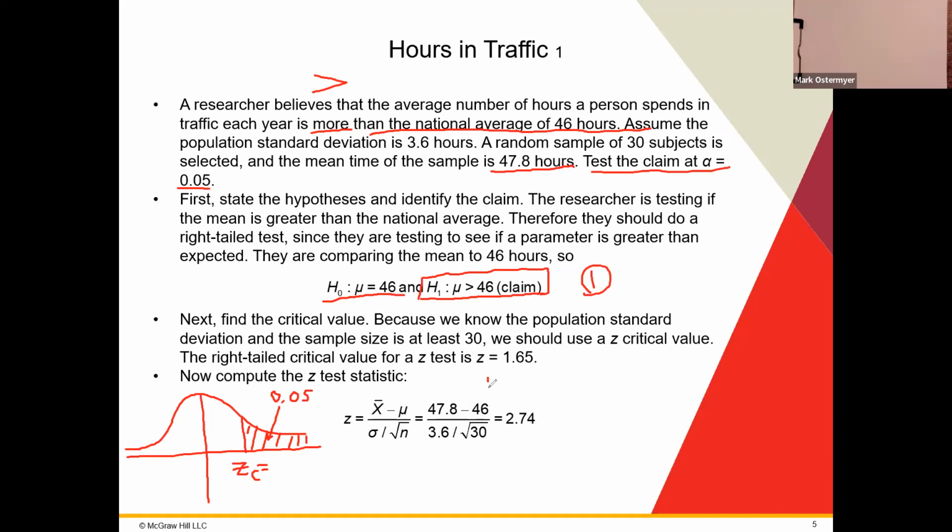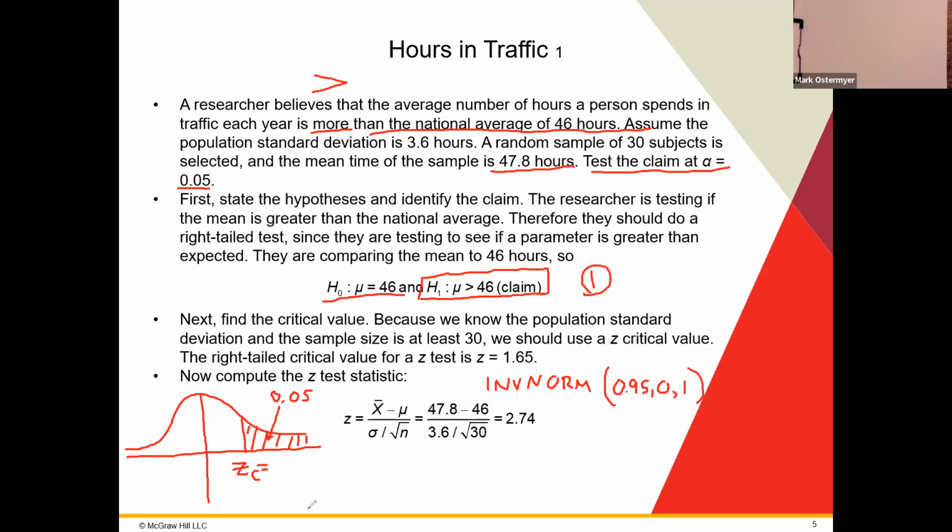So in order to do that, we would grab our inverse norm function on our calculator, and we would have to type in the area that's to the left of our critical Z value that we seek, and the area would be 0.95, comma, the mean of the standard normal distribution is 0, and the standard deviation of the standard normal distribution is 1. That's what you'd have to type in. Go ahead and do that.